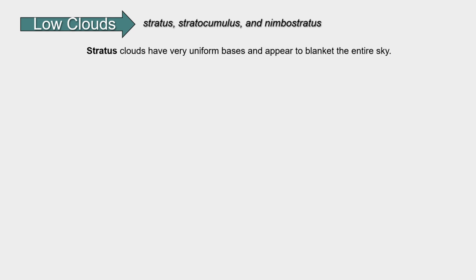Now we're going to check the low clouds. There are three members of the family of low clouds: the stratus, stratocumulus, and nimbostratus. Stratus clouds have uniform bases and appear to blanket the entire sky. They form in low horizontal layers that on occasion may produce light drizzle or mist. They are white to gray in color.